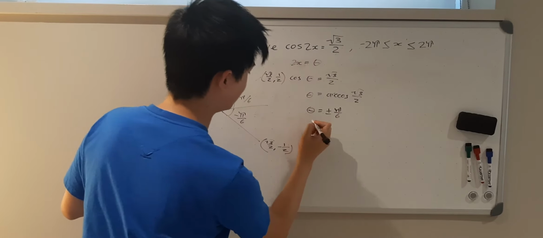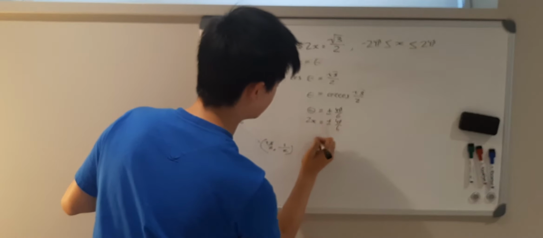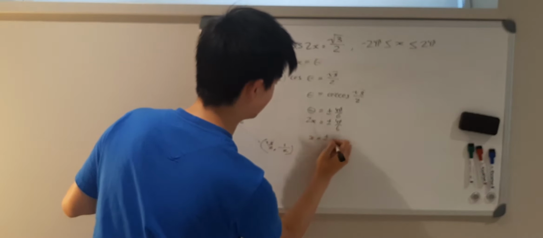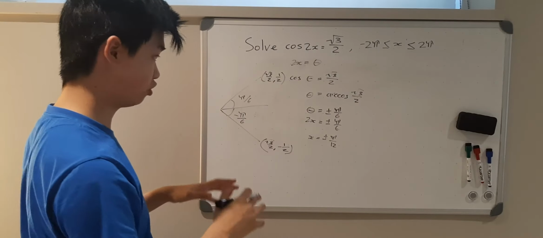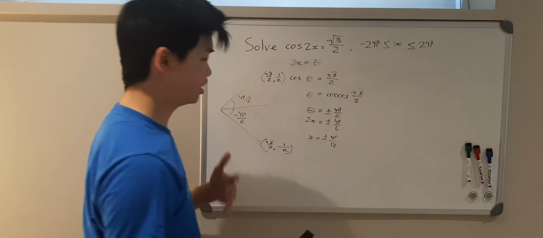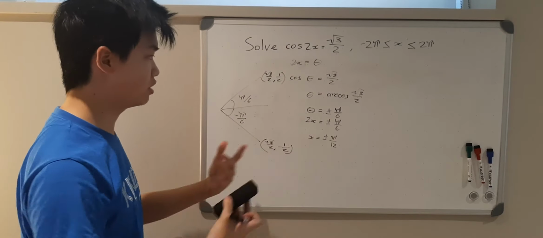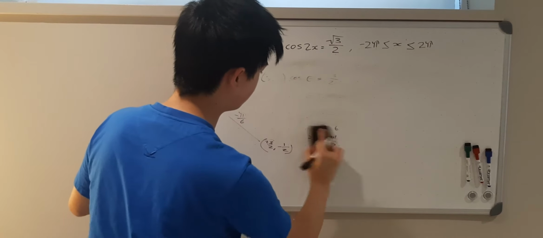Okay, so we know that theta equals, we'll denote it as plus or minus pi over 6, and then we can plug in 2x for theta. So x equals plus or minus pi over 12. So those are the solutions we have so far. But we know this cosine function does repeat. So let's erase all of this. I'll remember those numbers.